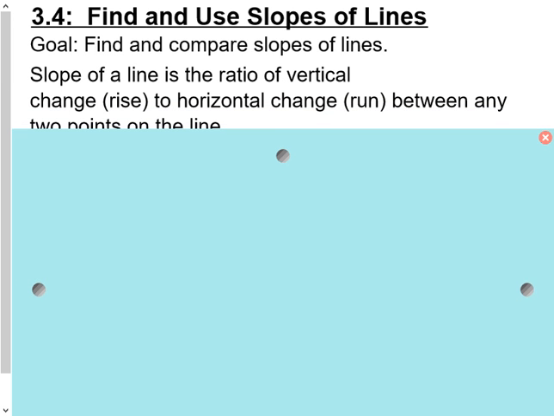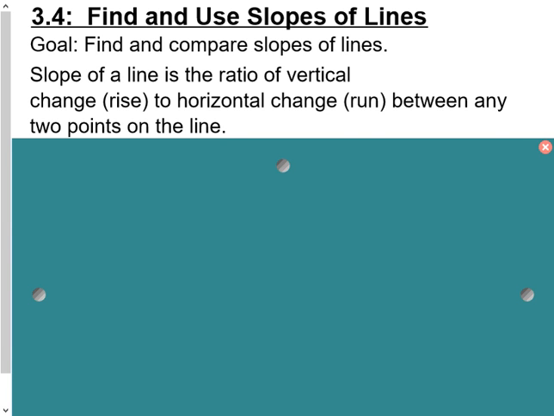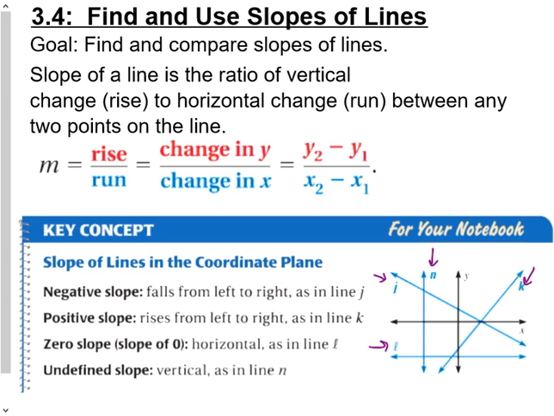Again, slope of a line is the ratio of vertical change (rise) to horizontal change (run) between any 2 points on the line. So you've noticed slope is rise over run. That's what they're talking about here. And so, slope formula, rise over run. Rise is talking about the y values, whereas run is talking about the x values. So if we were given a couple points, we could use this formula: y2 minus y1 over x2 minus x1. And when you simplify, you end up with slope.